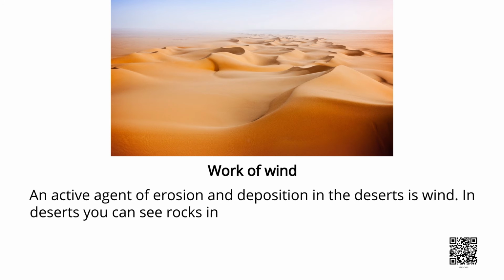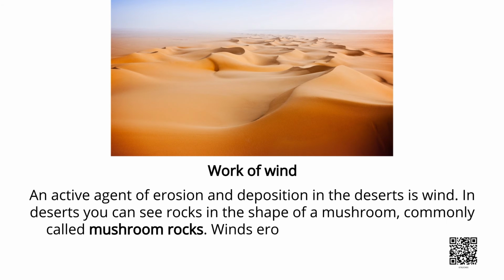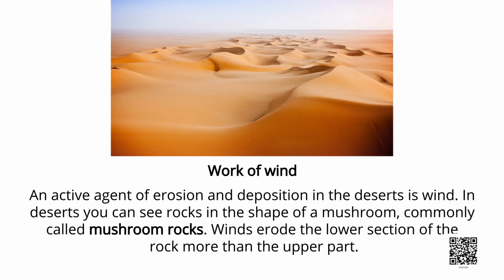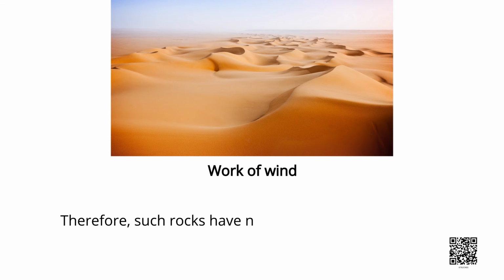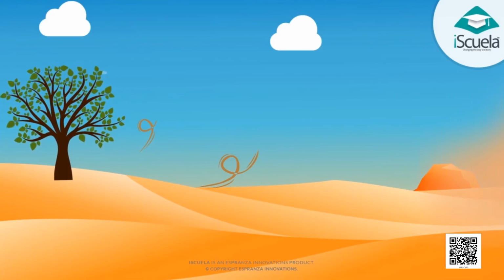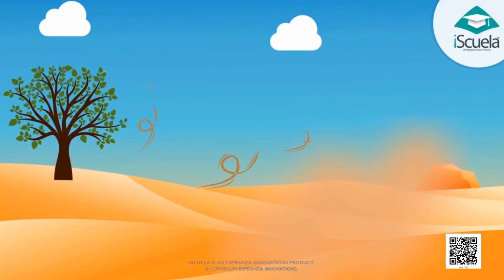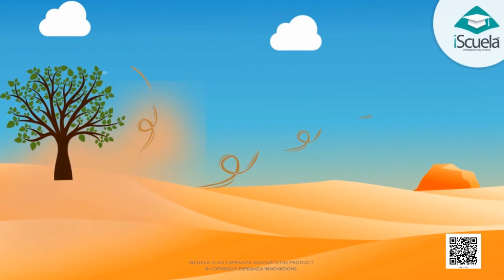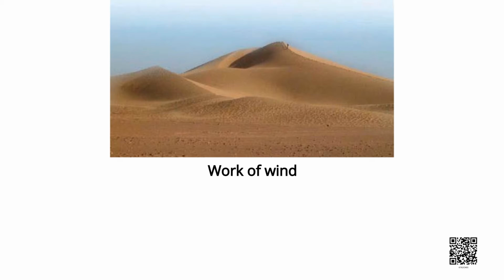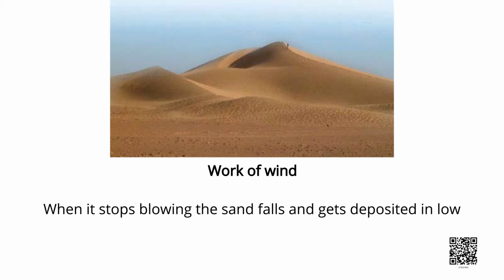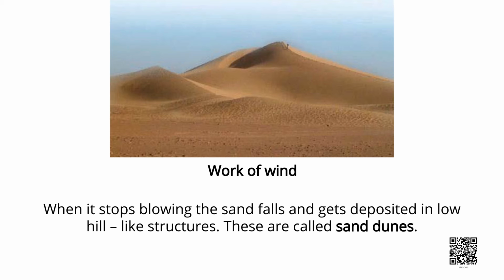In the deserts, you can see rocks in the shape of a mushroom, commonly called mushroom rocks. Winds erode the lower section of the rock more than the upper part. Therefore, such rocks have narrow base and wider top. When the wind blows, it lifts and transports sand from one place to another. When it stops blowing, the sand falls and gets deposited in low hill-like structures. These are called sand dunes.